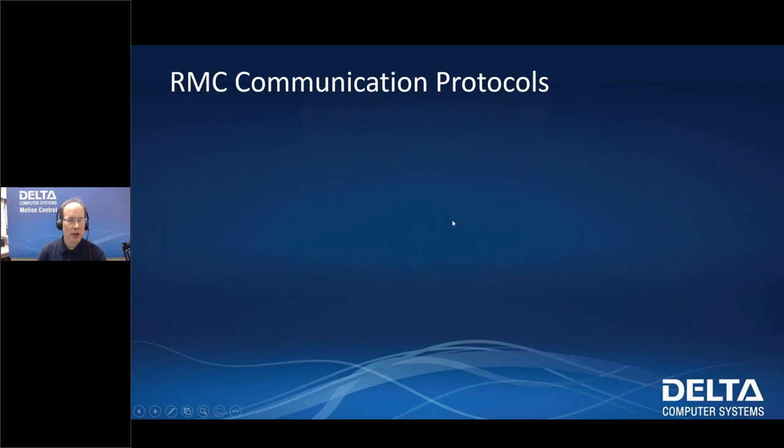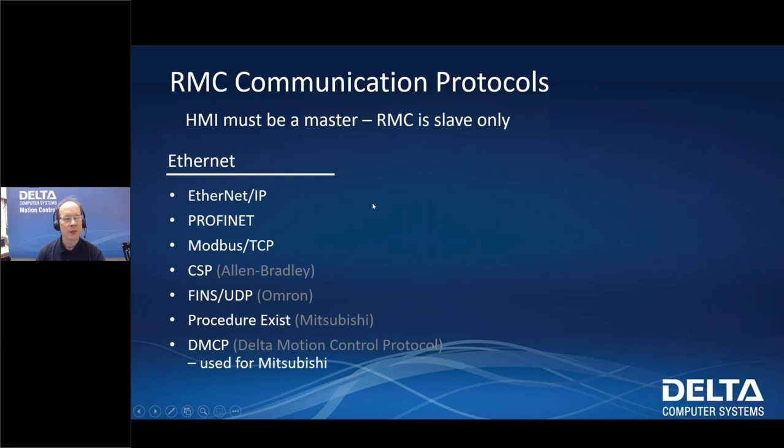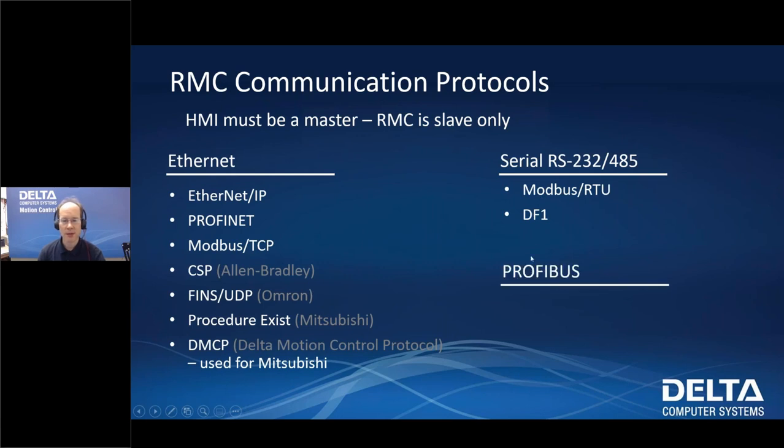The RMC has a lot of communication protocols that can be used for communication. The HMI must be a master because the RMC is only a slave. Now this is normally not a problem because most HMIs are masters, although I have run into one or two that are not a master, and that of course doesn't work directly with the RMC. But typically this is not an issue. HMIs are masters and can talk to lots of devices. So the protocols the RMC supports are listed here for Ethernet, and for serial we also have some, and then we have Profibus. It's its own protocol, of course.